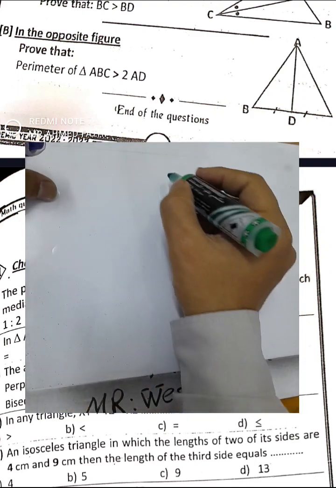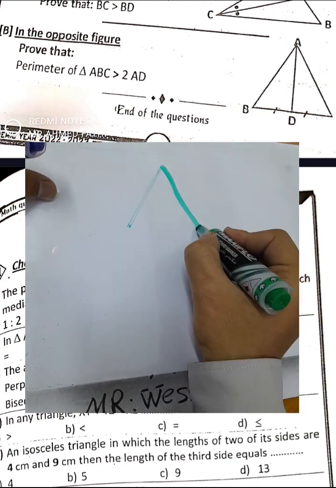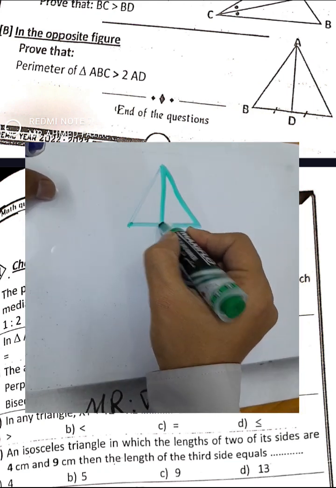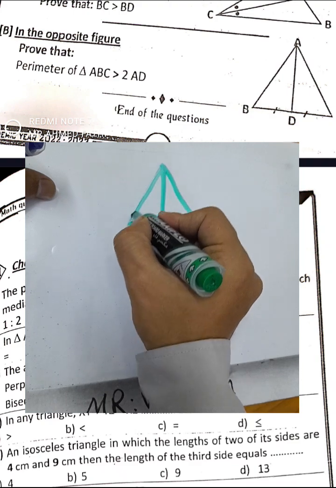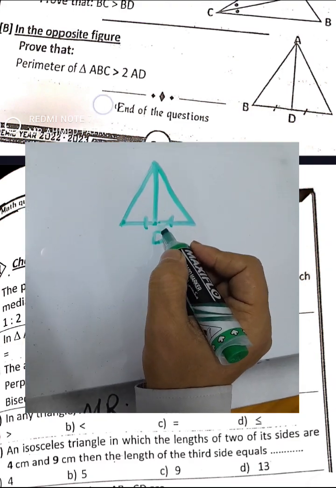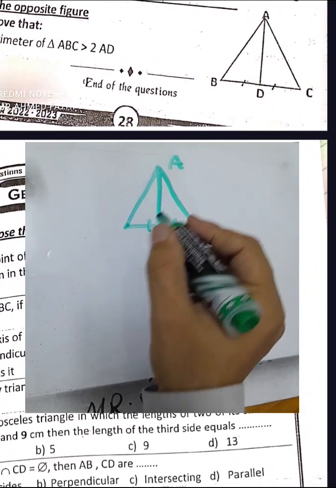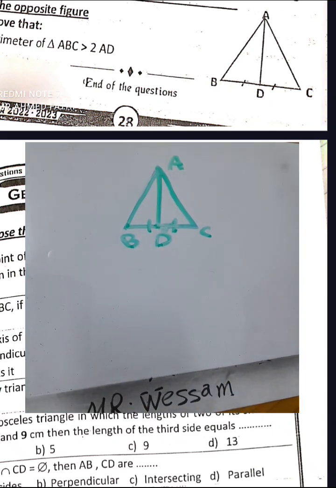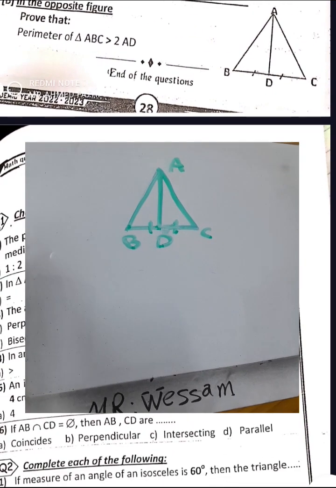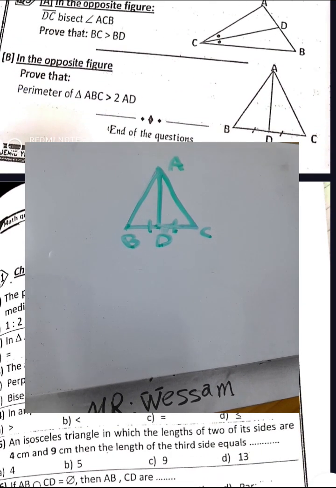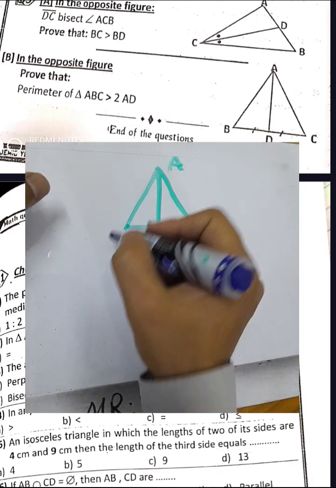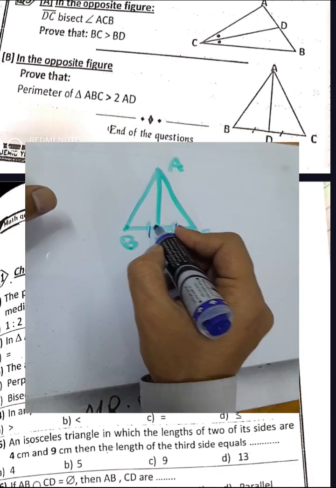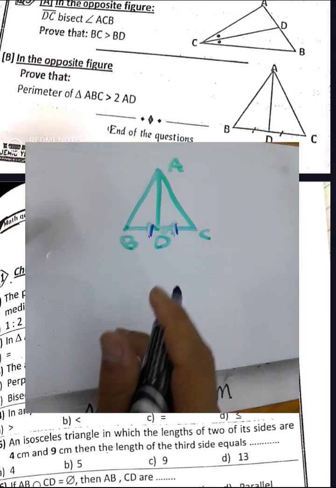We have a triangle and bisect side. We have D and E and B and C. It's bisect side equality. D is the median. You want to prove that the perimeter of triangle ABC, the perimeter of it, is greater than twice AD.